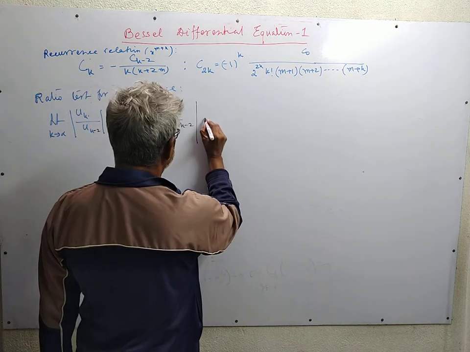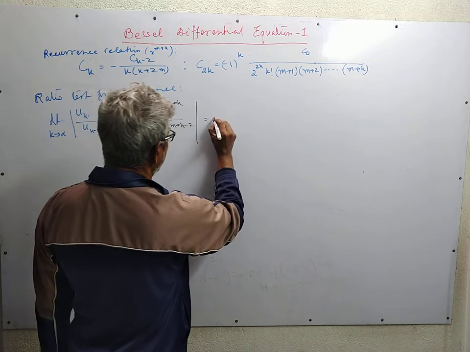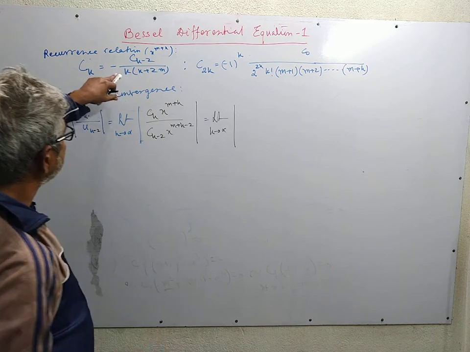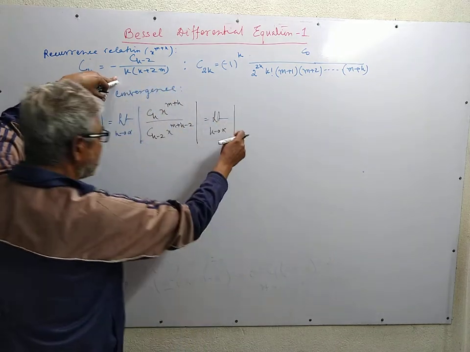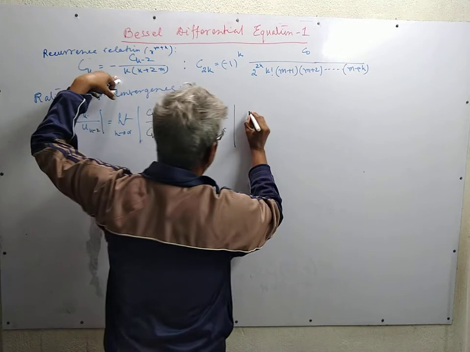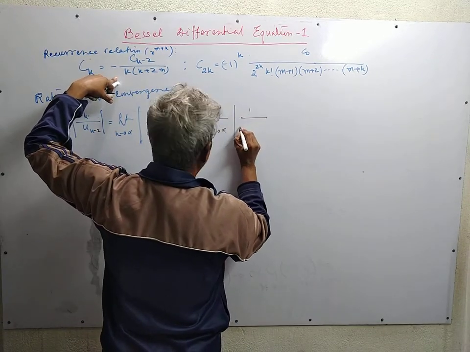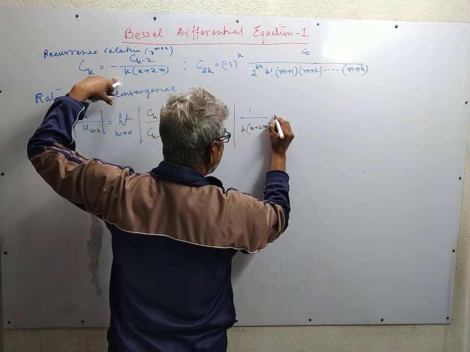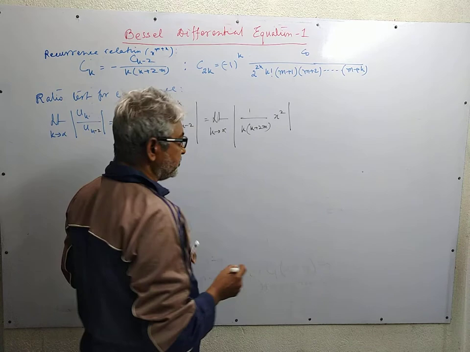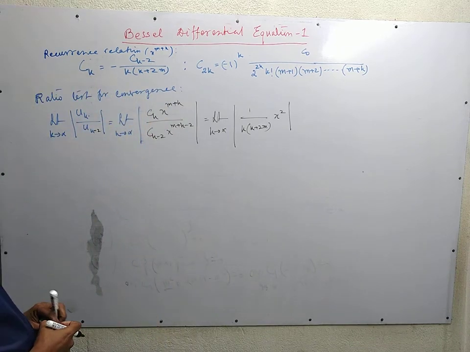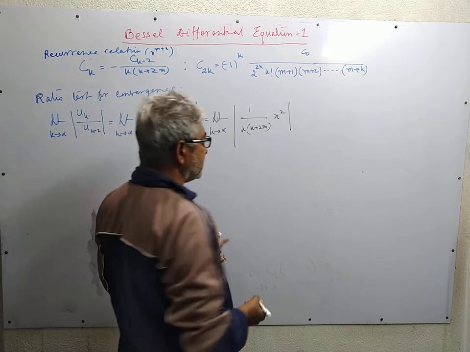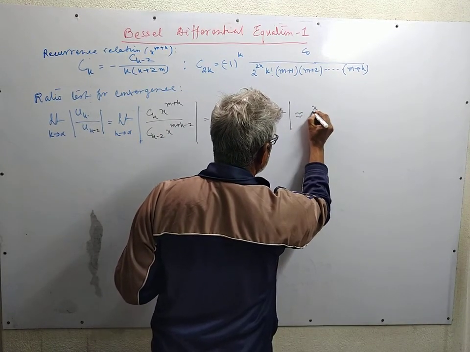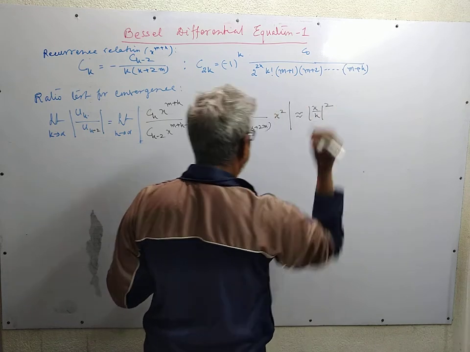So this part is x square, limit k tends to infinity, and for this we take the modulus, the minus sign need not be considered, and we have 1 upon k times k plus 2m, and this part is x square. We know that m is a finite quantity, as we have stated earlier, so this behaves as x by k modulus square.